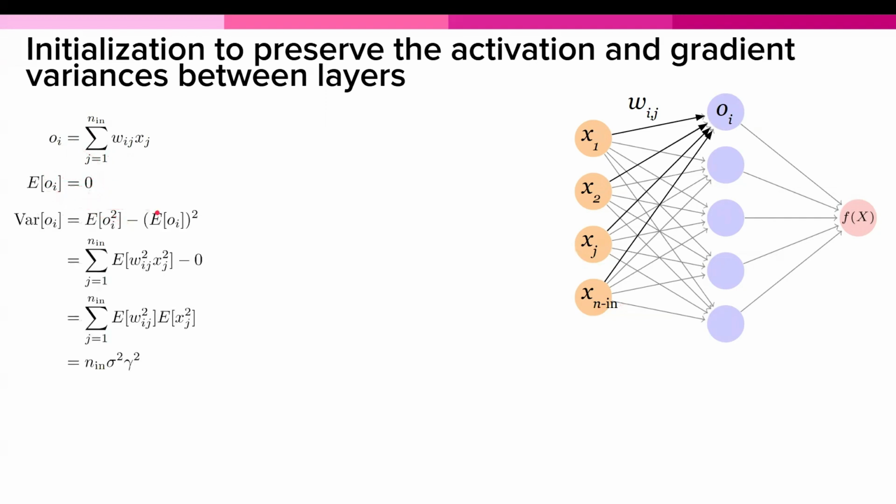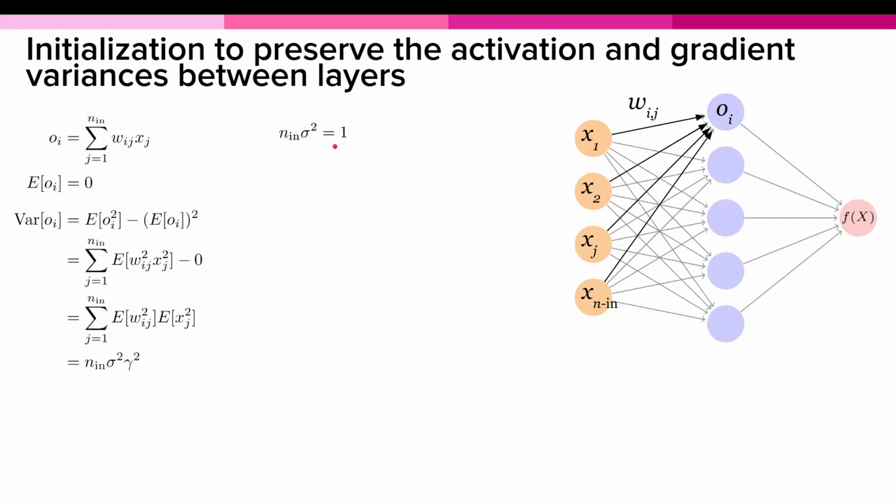The variance, on the other hand, is going to reduce to the product of the number of inputs, the variance of the weights, sigma squared, and then the variance of the inputs is gamma squared. And so to prevent the variance from growing or shrinking as we propagate forward, we would want to set this product to one, as this would mean that the variance remains stable.